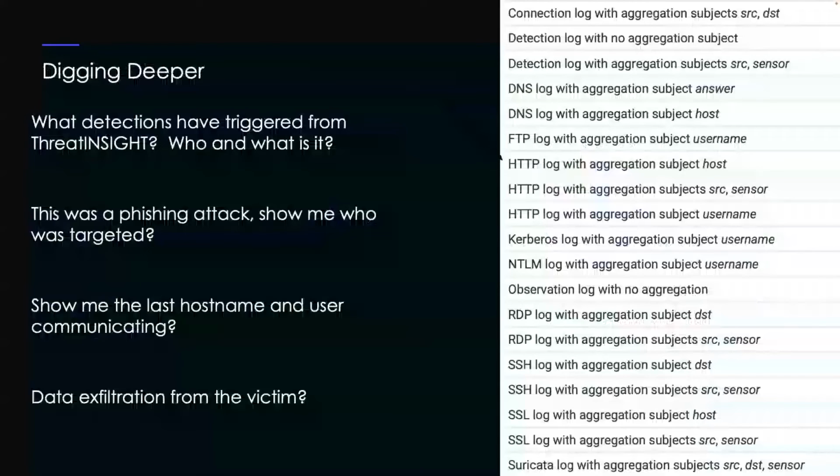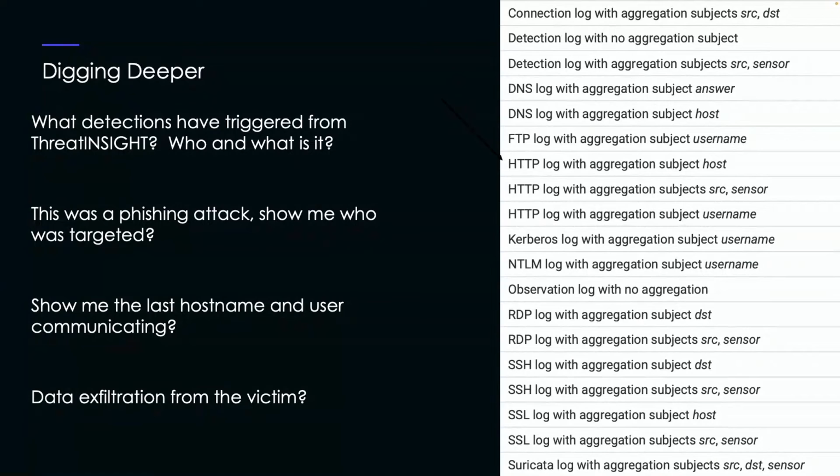Digging a little bit deeper, right? So what do those use cases look like as we drill in? The nice thing about the dashboard is that for all of those items that I was talking about earlier, an analyst can actually drill in and understand, okay, I want to understand more around the detections that have triggered from Threat Insight, and who and what is it, right?